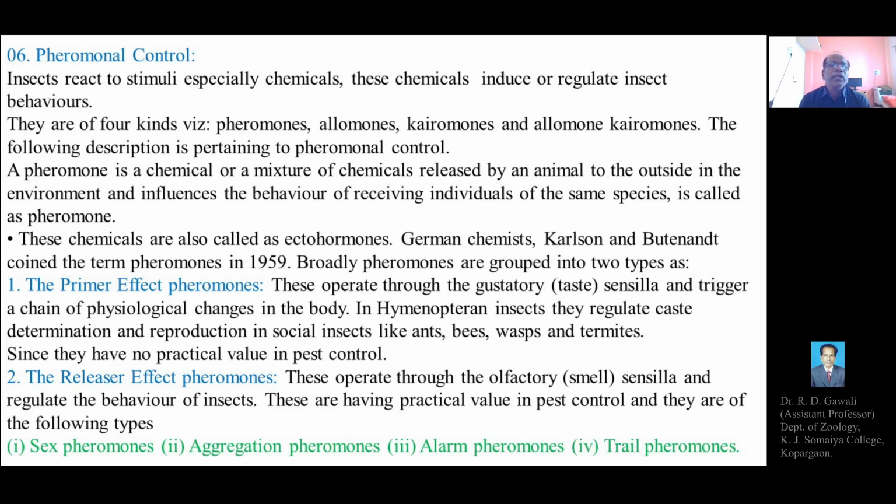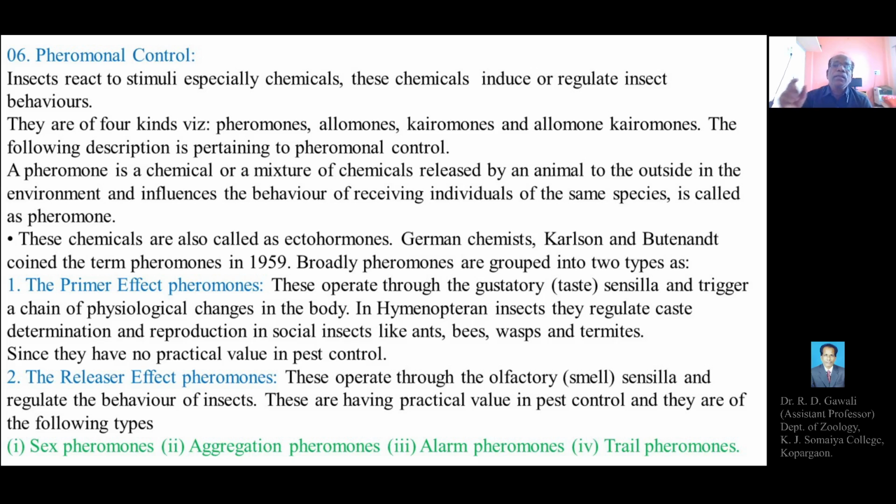So basically, a pheromone is a chemical or a mixture of chemicals released by an animal to the outside in the environment and influences the behavior of receiving individuals of the same species. So pheromones are the biochemicals produced by a particular organism to the outside in the form of chemical scent, or chemicals in the form of fumes or scents.